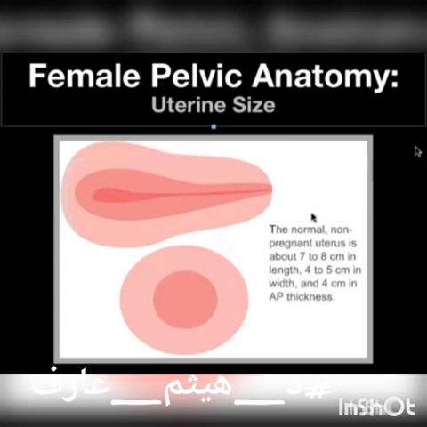In terms of uterine size, the normal non-gravid uterus is going to be about 7 to 8 centimeters in length. It is going to be about 4 to 5 centimeters in width and about 4 centimeters in AP thickness.